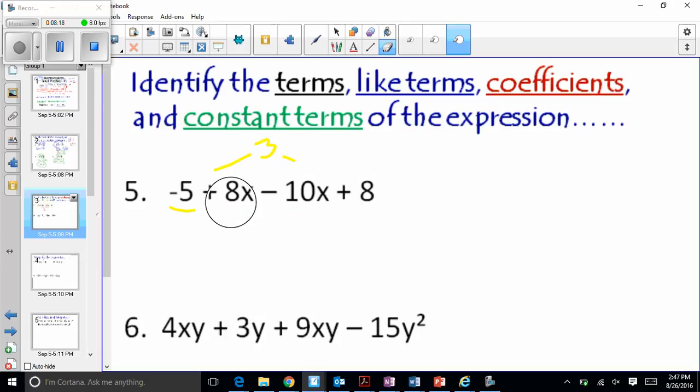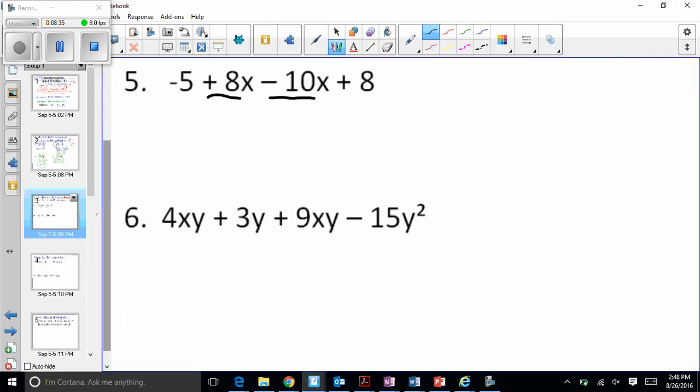What else do I want to identify? I want to identify coefficients. My coefficients are +8 and -10, and my constants are -5 and 8. If I go down here to the bottom, we know these are our different terms: 4xy, 3y, 9xy, and -15y squared.